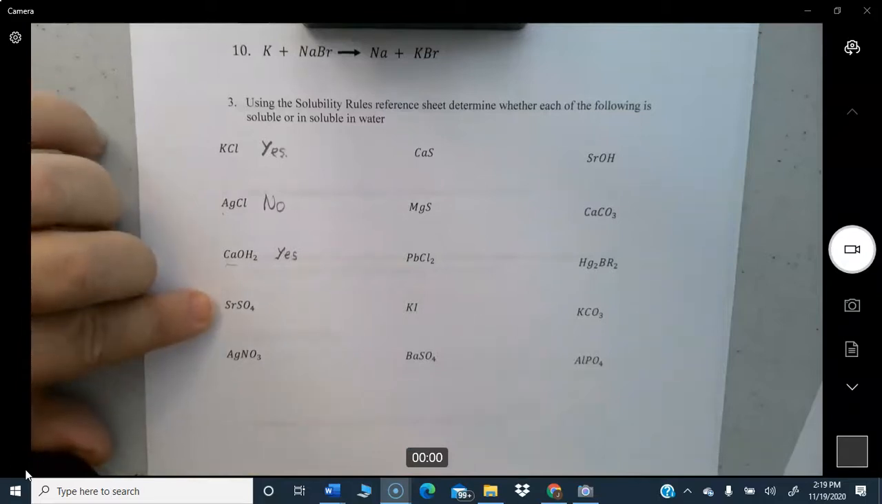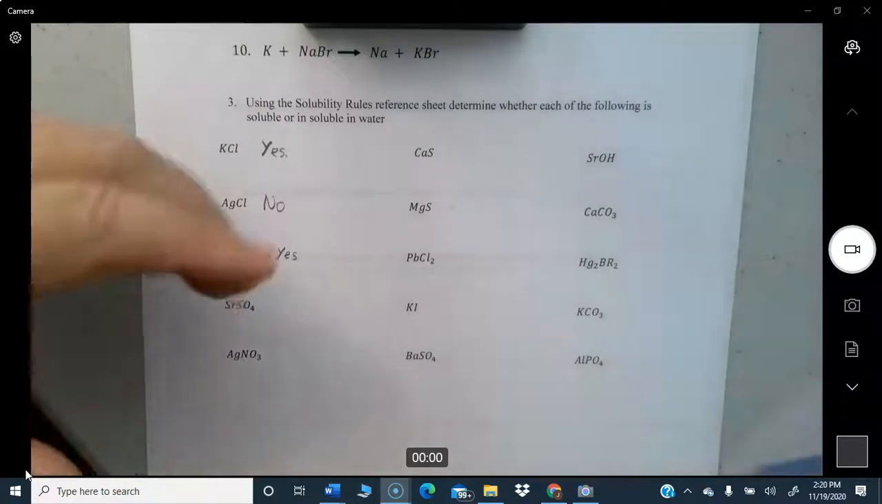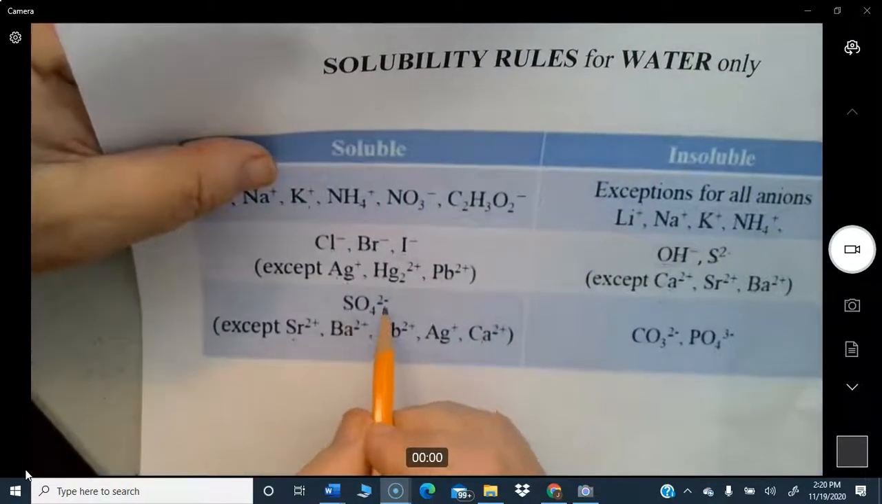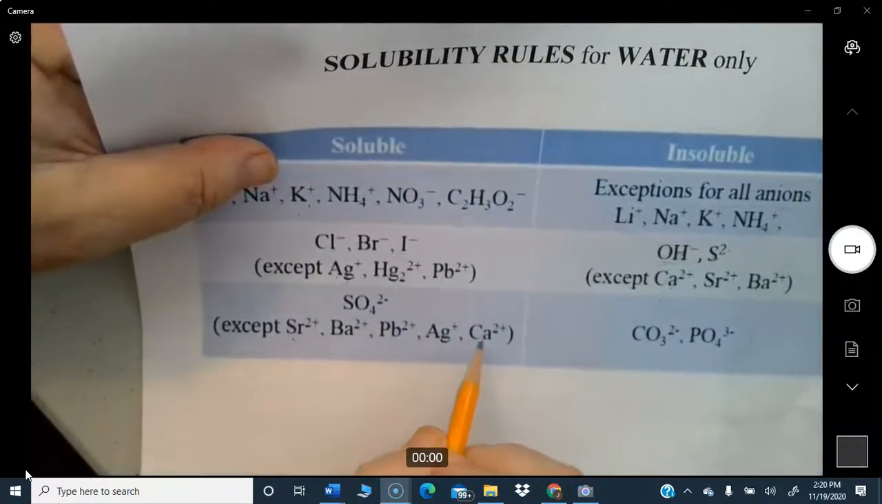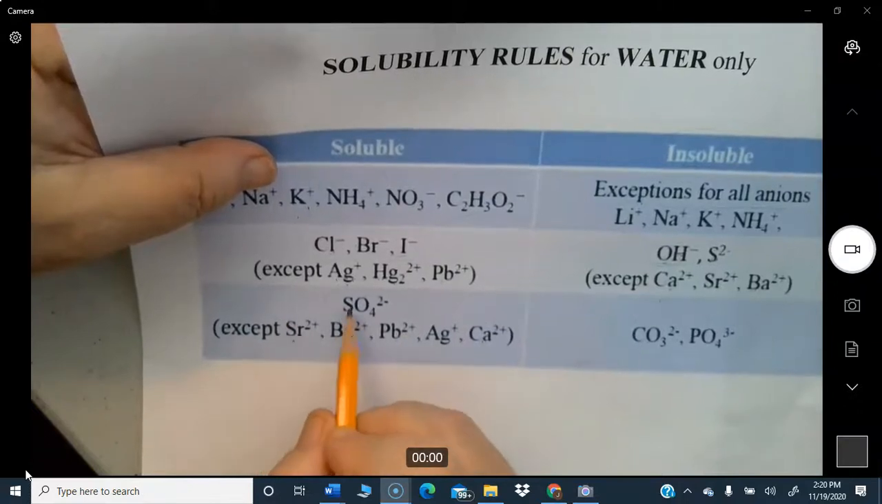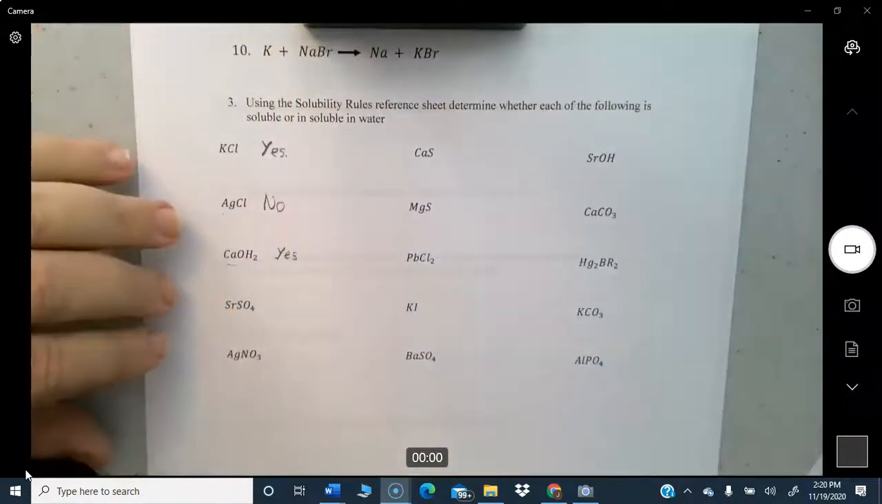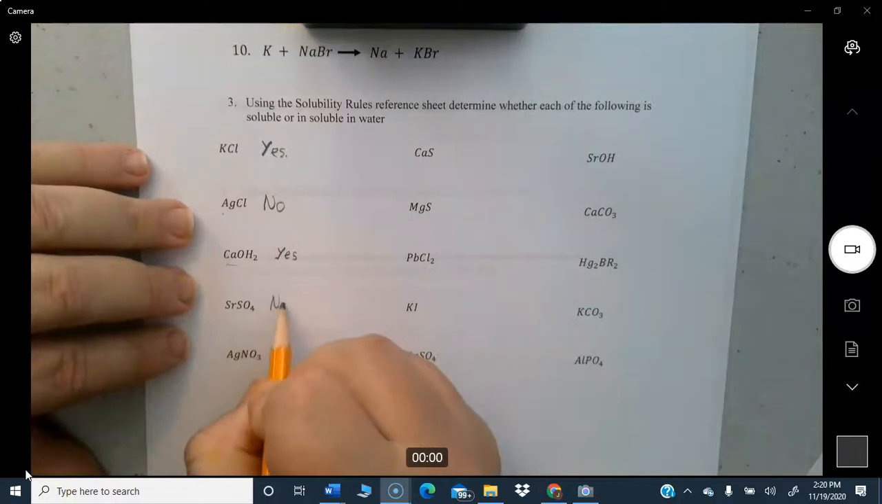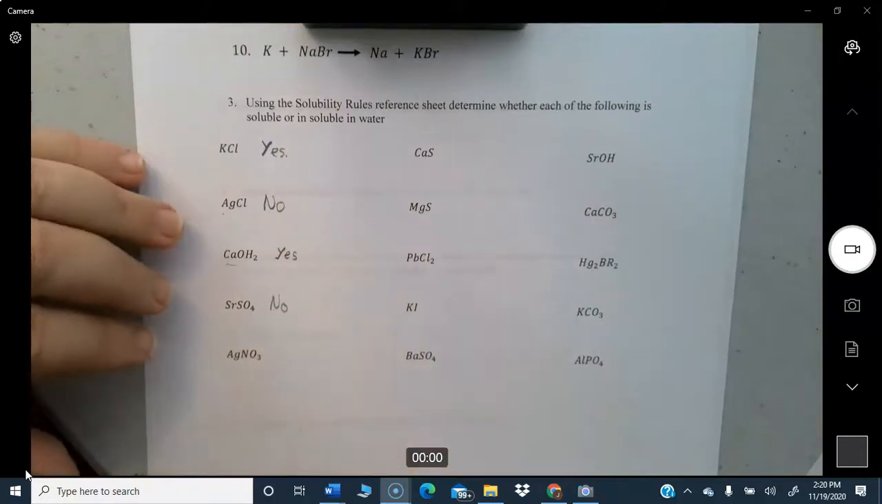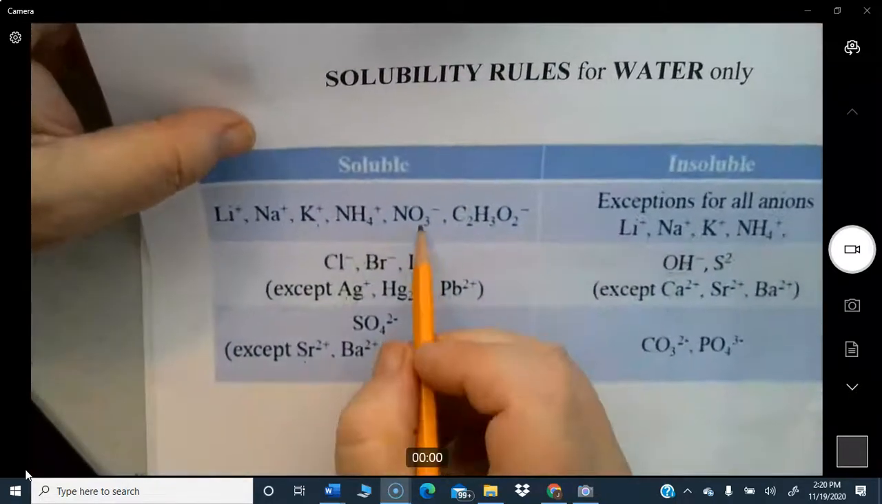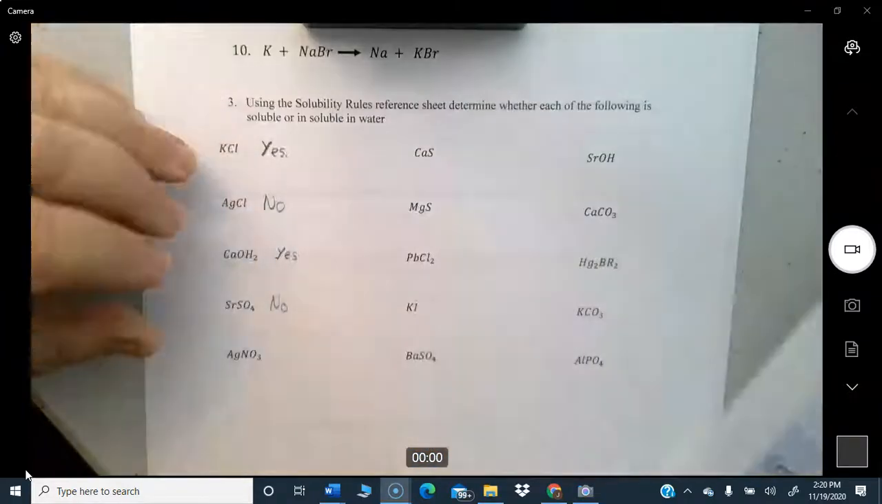Okay, strontium sulfate. Sulfate is soluble with everything except these 5 cations, and strontium is one of those. So that means this is insoluble. So no, this is not soluble in water. Silver nitrate. Okay, nitrate is soluble with everything.